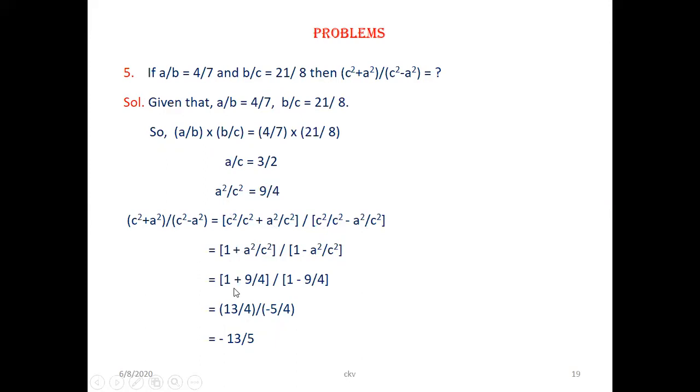Now adding two fractions, girls. I told you, 4 ones are 4 plus 9, 13 by 4. Here also you're subtracting, 4 ones are 4 minus 9, minus 5 by 4. So now you're dividing one fraction by the other fraction. Luckily here 4 will be cancelled, and then it becomes minus 13 by 5. Otherwise, as I said, to divide two fractions, you take the reciprocal of the second fraction. It becomes 4 by minus 5. So 4 is in the numerator and here 4 is in the denominator.